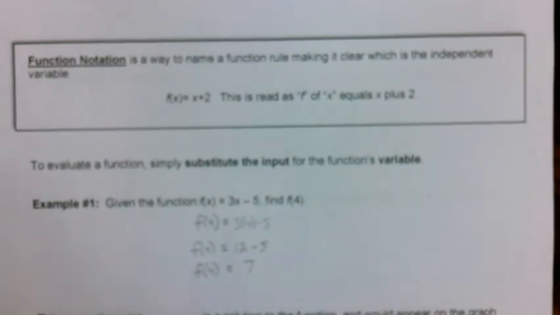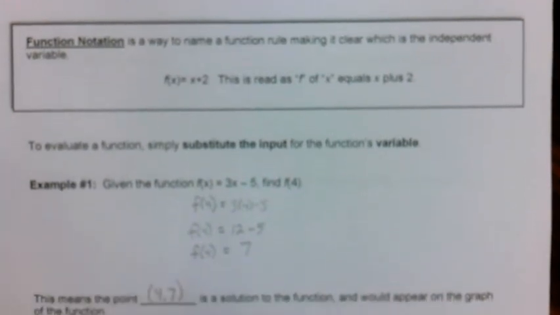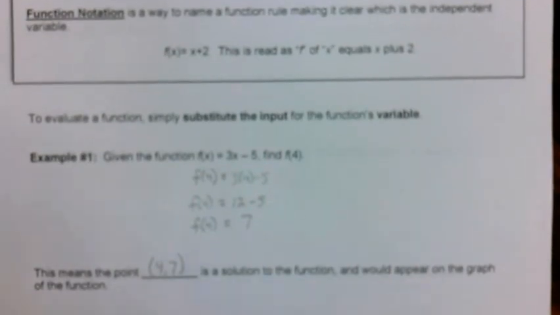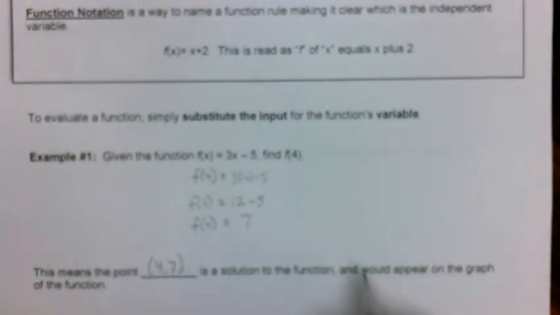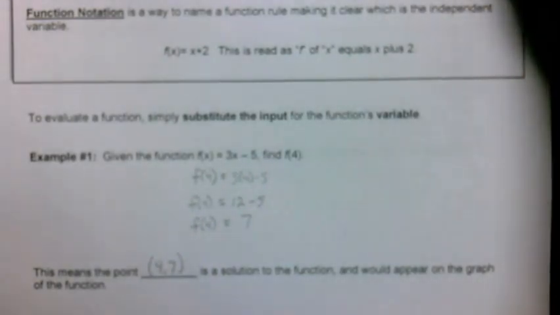So here's how we interpret that. With an input value of 4, we get an output value of 7. So this means that the point 4 comma 7 is a solution to the function and would appear on the graph of the function. So again, this is your input value. This is the output value that you get when you substitute it into the function rule. f of 4 is equal to 7, meaning that 4 comma 7 is a solution to the function.